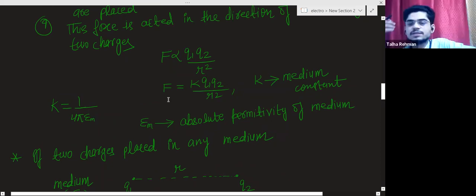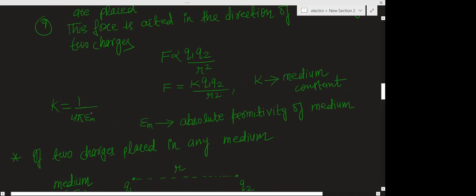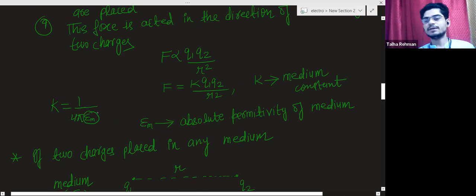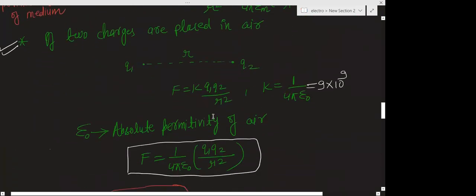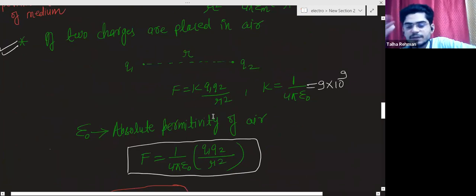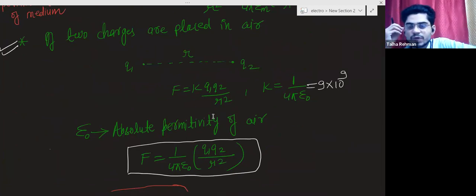If you are placing the charges in a medium, then you will use epsilon naught M for the K. And if you are placing the charges in air, then you will use epsilon naught. In most cases, the charges will be in air in your syllabus. Then we will use the formula 1 upon 4 pi epsilon naught. I think this formula will be used always.